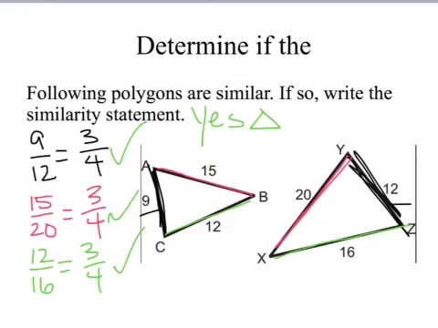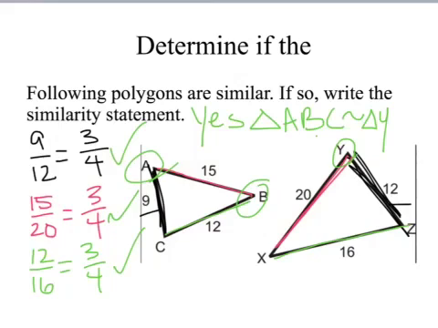So triangle ABC is going to be similar to triangle... this is where you have to be careful. You want to make sure your corresponding sides go together. A is going to go to Y, and B is going to go to, we want to go in the same order, B is going to go to X, and then C is going to go to Z.